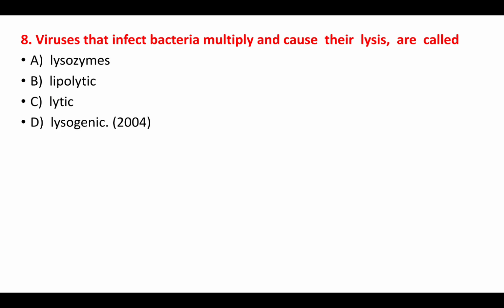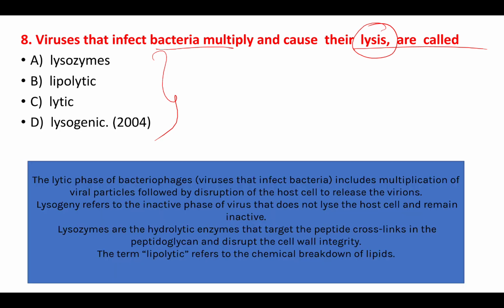Viruses that infect bacteria, multiply and cause their lysis are called. Here they have given some options. See, the name itself is indicating lysis. The term lysis means breaking. The lytic phase of bacteriophages, or the viruses that infect bacteria, includes multiplication of the viral particles followed by its degradation or disruption of the host so that it can release the virion particles. Okay, so here the correct option is lytic.